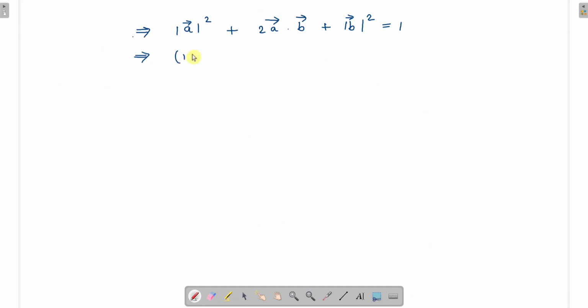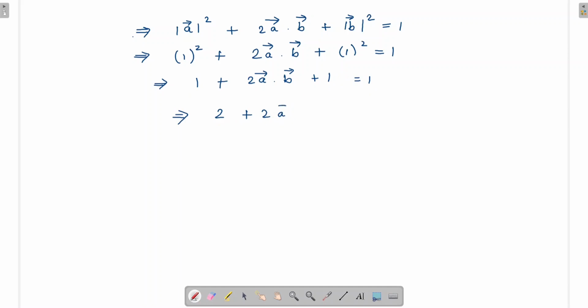So what we will get is magnitude of a bar is 1, so 1 square plus 2 times a bar dot product b bar, plus again here b bar is a unit vector, so magnitude of b bar is 1, so 1 square equal to 1. So this implies 1 plus 2 a bar dot product b bar plus 1 is equal to 1. So that means 1 plus 1 is 2, plus 2 a bar dot product b bar is equal to 1.